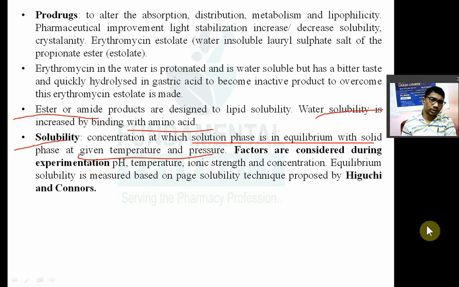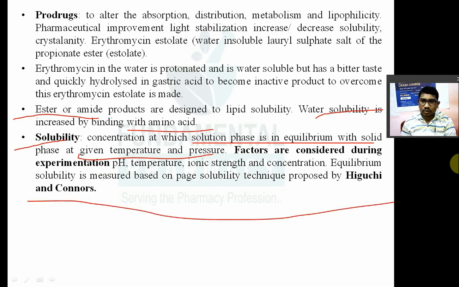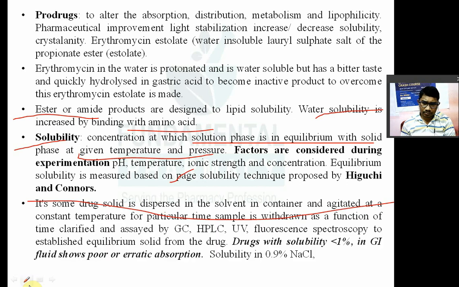So, a question has come once: Higuchi and Connors law is related with what? It is related with solubility. So when you do a solubility experiment, these factors you have to take into consideration: pH, temperature, ionic strength, concentration. Now equilibrium solubility is measured based upon the phase solubility technique proposed by Higuchi and Connors. Just remember this much: Higuchi and Connors, they are related with solubility. You have to remember this, a question comes in NIPER.